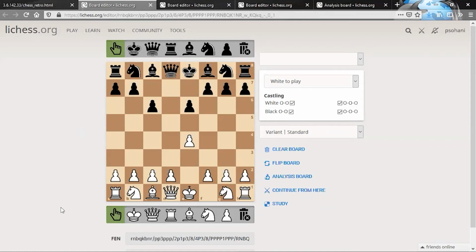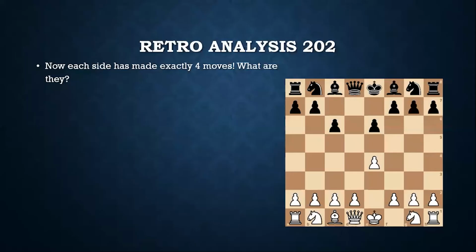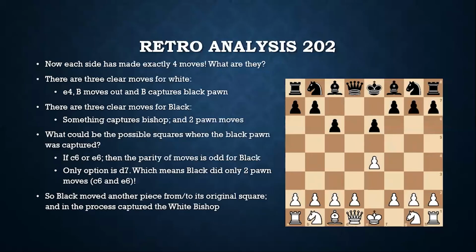Any idea what's happening? So if we start to reason about this situation, we realize a few facts. One thing is clear: white has three clear moves. One is the pawn advance. Then the bishop has to move out somewhere, because the bishop can't be captured on this square at such a starting position. And then white is clearly capturing the black pawn. And for black, at least three moves are clear: two pawns have clearly moved, and at some point black captured the white bishop. That fourth move is a bit elusive, how did that fourth move occur?